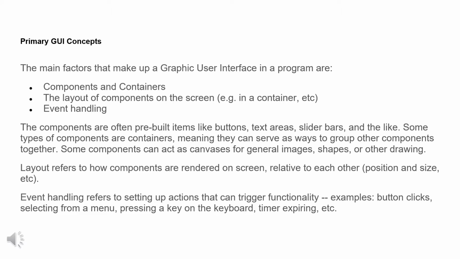Layout refers to how components are rendered on a screen relative to each other, right? So like positions and their size. And event handling refers to setting up actions that can trigger functionality. For example, when a button is clicked, selecting from a menu, pressing a key on the keyboard, time expiring, and so on.